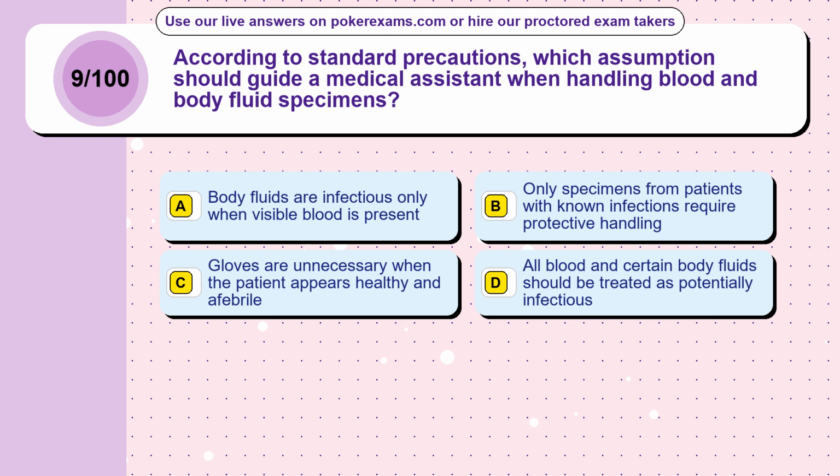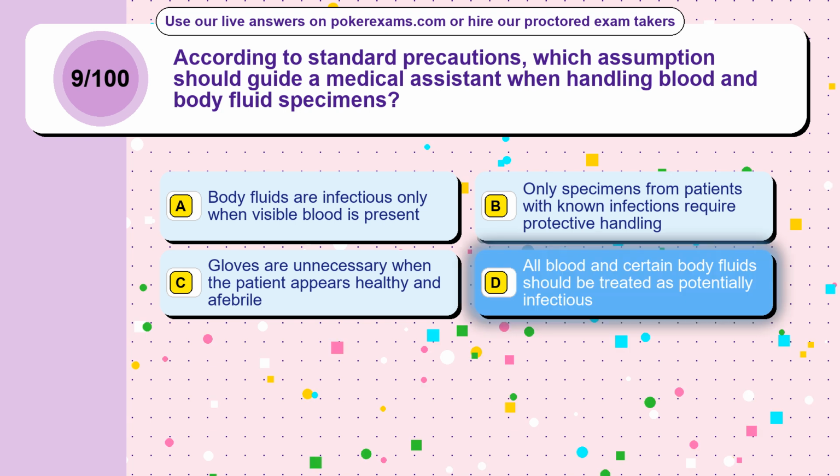Option D. All blood and certain body fluids should be treated as potentially infectious. The correct answer is option D. All blood and certain body fluids should be treated as potentially infectious.